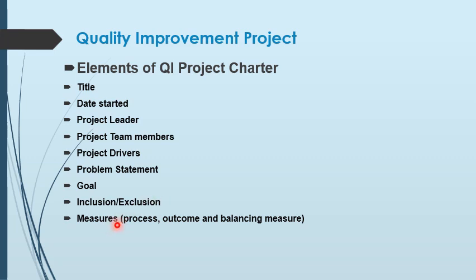Then measures. The measures are process measures, outcome measures, and balancing measures. The process measures are the processes, for example, if reducing the fall rate is your outcome measure, then the processes are like how many patients received education, how many patients have a proper care plan documented, how many staff did the proper e-learning module. So these are the process measures.